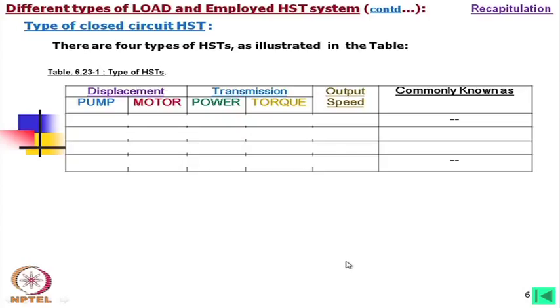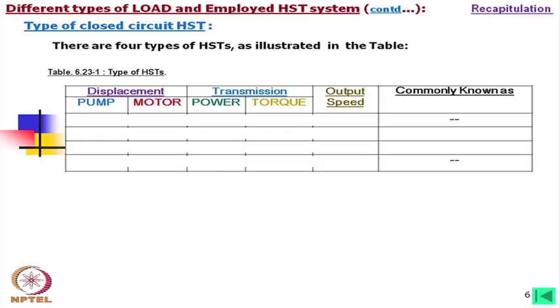Now, we shall look into the circuits. We have seen a few circuits as well as the motor, open circuit, closed circuit, etc. Now, depending on different types of loads, the HST system employed may be of different types. But here we are discussing the closed circuit type, because when we normally call hydrostatic transmission system for driving, say earth moving equipment, a tractor, or a forklift truck, in that case we mean closed circuit. It may not be closed loop, but it is essentially a closed circuit.